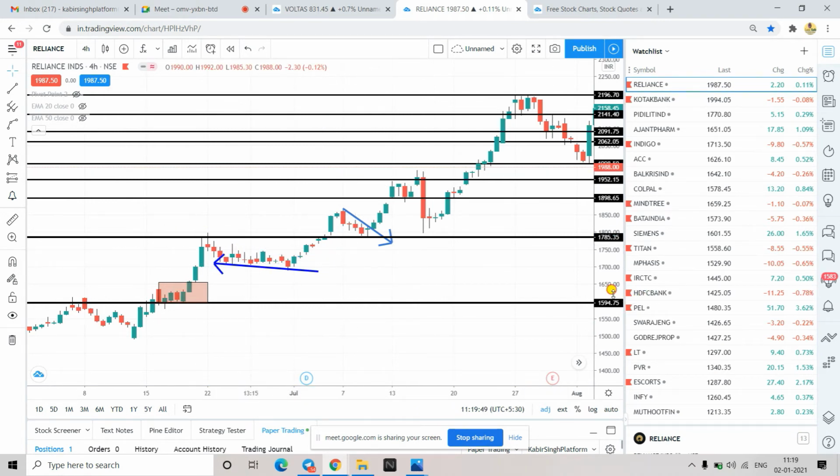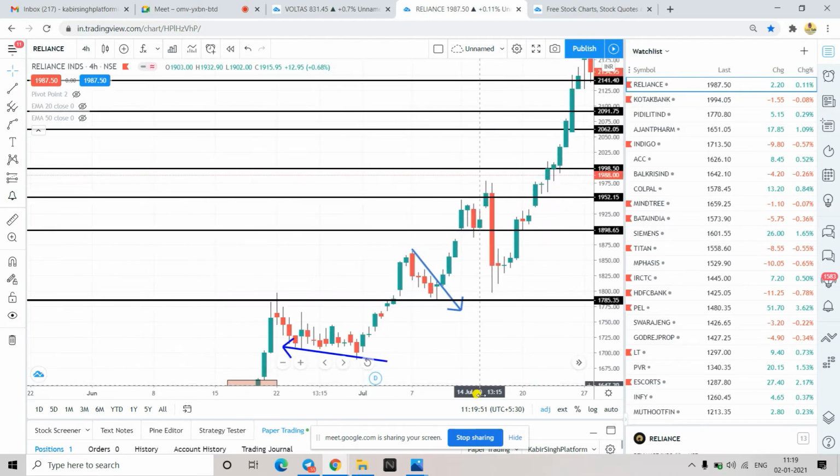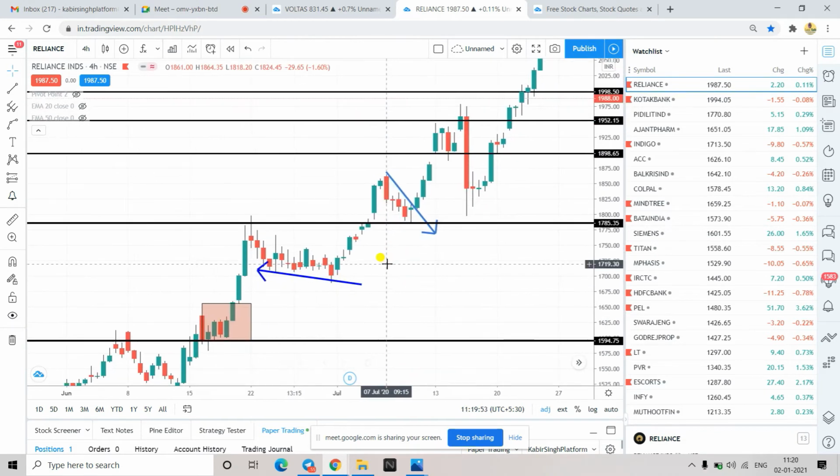Here also you can see, after reaching this place, there were small candles getting formed, and then when the high breaks again, you can anticipate the price will go up. Yes, this is also a U kind of pattern, right? So you can spot this. These are not difficult to find. If you just keep a close eye, you will be able to find these kinds of patterns.